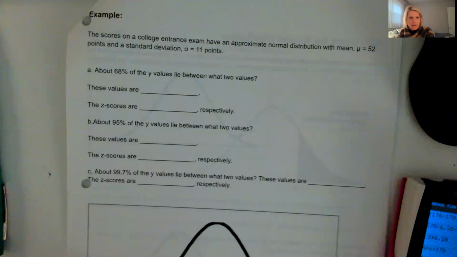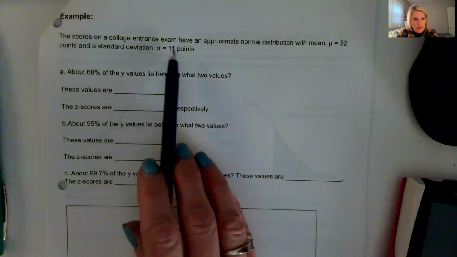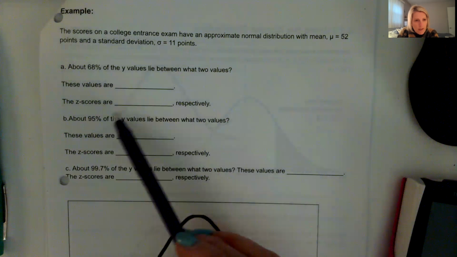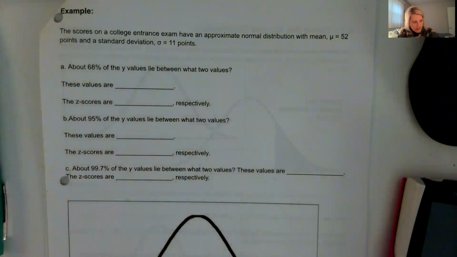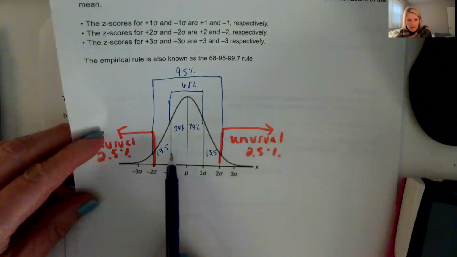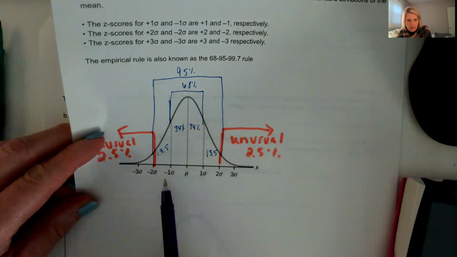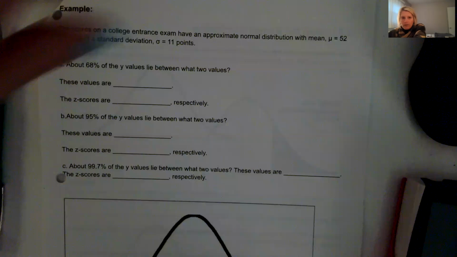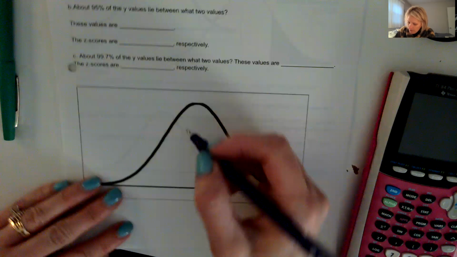Let's do another comparison. It says the scores on the college entrance exam have an approximate normal distribution with mean 52 and standard deviation 11. It's asking us about 68% of the values lie between what two values, 95% and 99.7. And these are all of those special markings on the curve that we learned about. The 68, the 95, and then the 99.7. So it's just the -1, -2, -3, and then +1, +2, +3 standard deviation. So let's go ahead and draw those. For me, filling out the curve first makes it easier to answer the questions above.